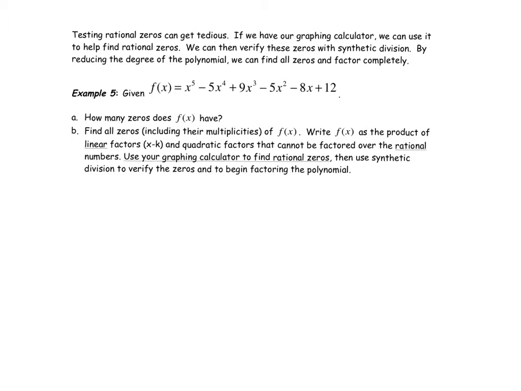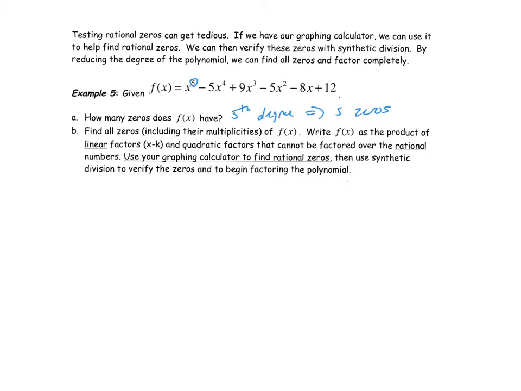So in this problem, we're going to use our graphing calculator just to find the rational zeros, and then we're going to use synthetic division to verify the zeros and then to completely factor the polynomial. So the first question, letter A, says, how many zeros does f of x have? Because it's a fifth degree, that means this polynomial will have 5 zeros, right? The number of zeros is equal to the degree.